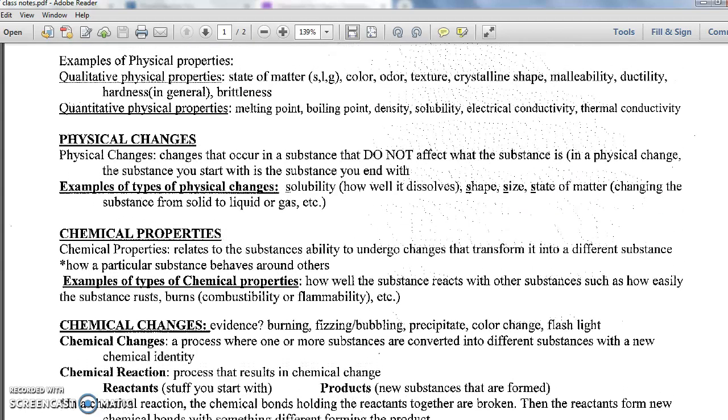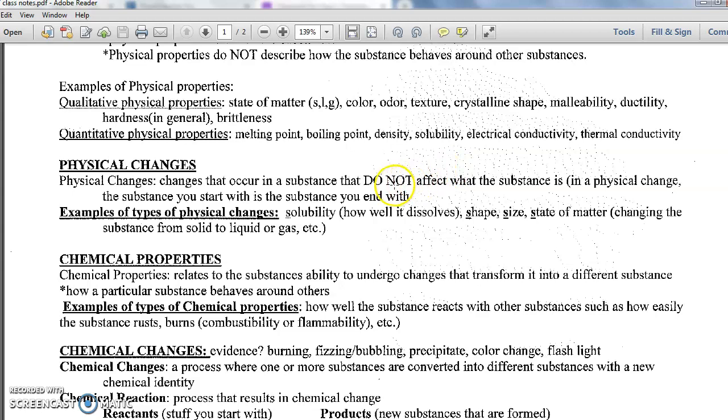How would you know if a physical change is occurring? Well, you're not going to see any of that evidence of the chemical changes occurring, because the substance you start with is going to be the substance you end with. Examples of physical changes could be dissolving something in water. If you take salt and pour it in water, the salt dissolves in the water. The water pulls apart the salt. The salt is still there. It hasn't changed into another substance.